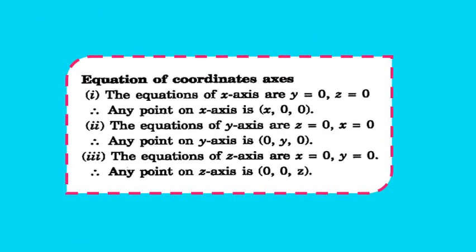And coming to the coordinate axes, we have axes x, y, z. So the equation of the x-axis is y equals 0, z equals 0. We have learned this in grade 9 also, that the equation of the x-axis is y equals 0. But since here we are dealing with the three-dimensional coordinate system, we take y equals 0 and z equals 0 for the x-axis.